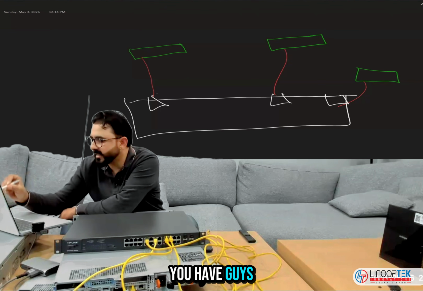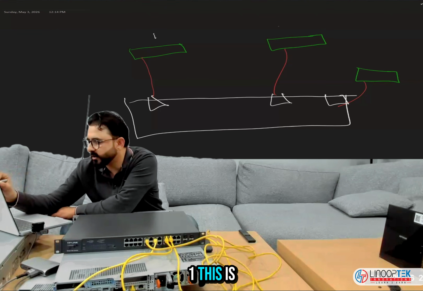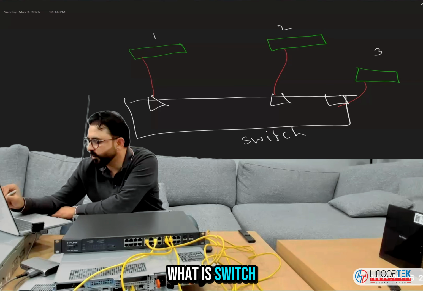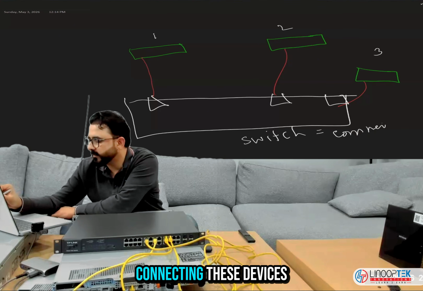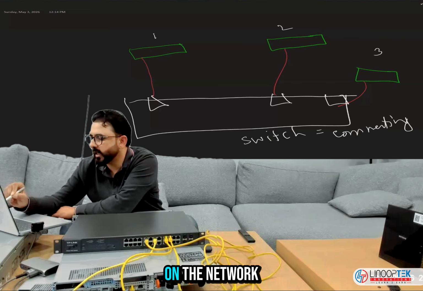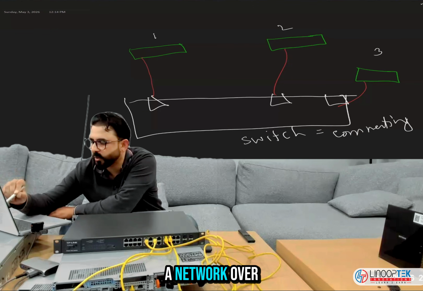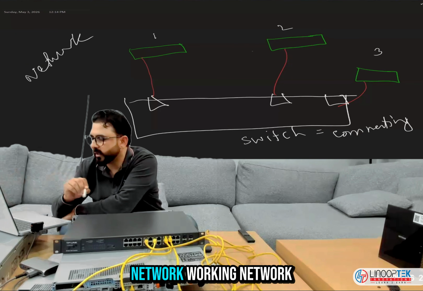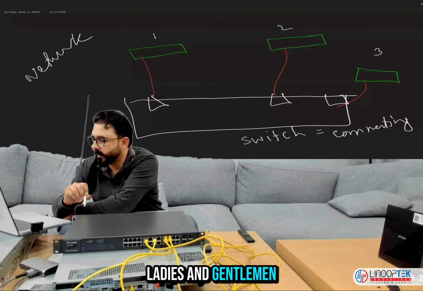Now what do you guys have? This is server 1, this is server 2, this is server 3, and this is your switch. What is the switch doing? Switch is connecting these devices on the network. So you have a network over here. You have a network, working network, ladies and gentlemen.